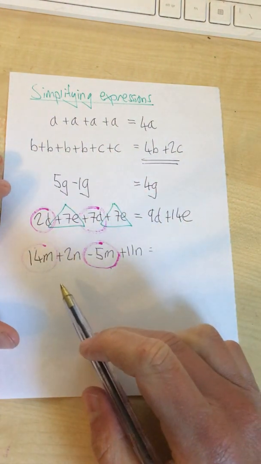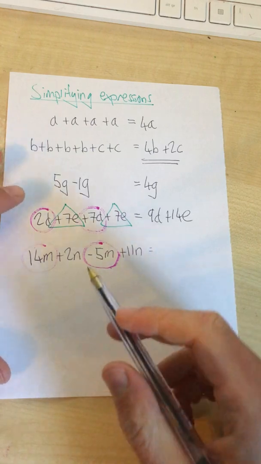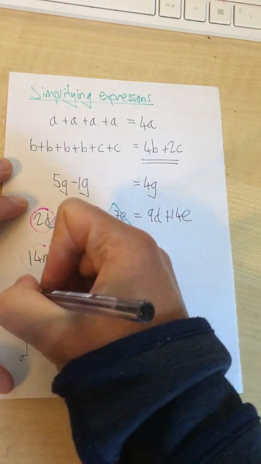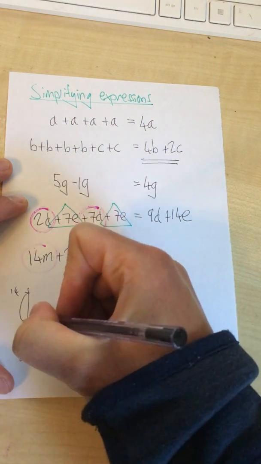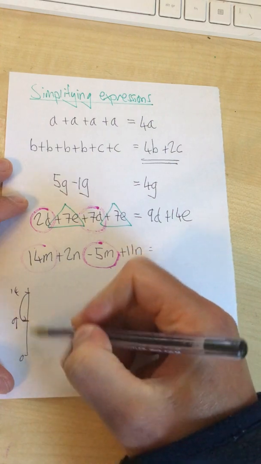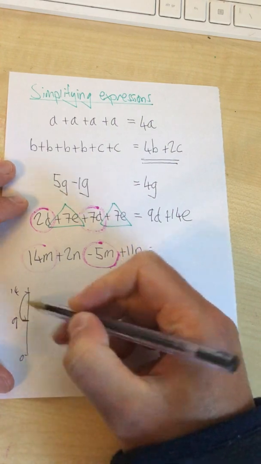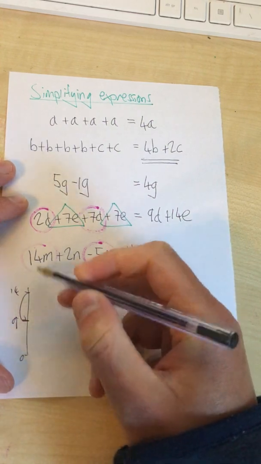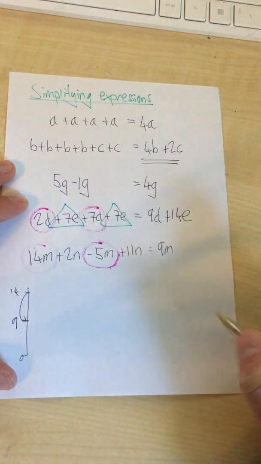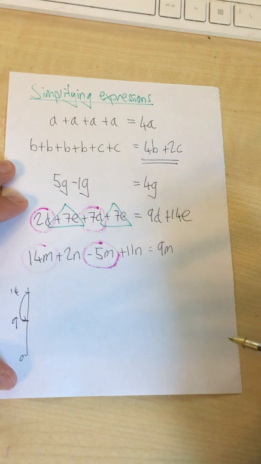Now, I get asked this quite a lot. Is it 9 or minus 9? Well, if we start at 0, we go up to 14. And then we're going to take away 5. So we're back down. And we end up at 9. Now, this is positive. It's still above 0. If you just ignore the scale, just think about whether it's above 0. It's above 0 still. So I'm going to write 9M. Not minus 9M. It's 9M.